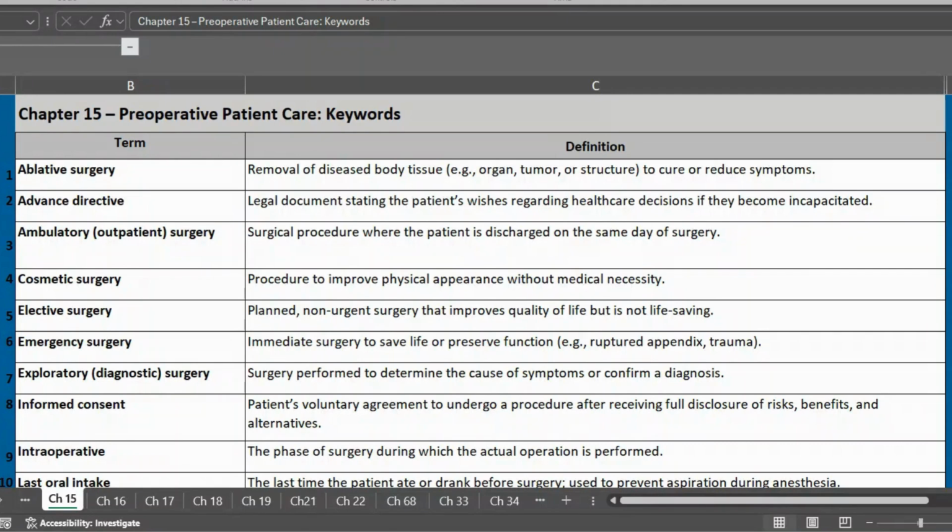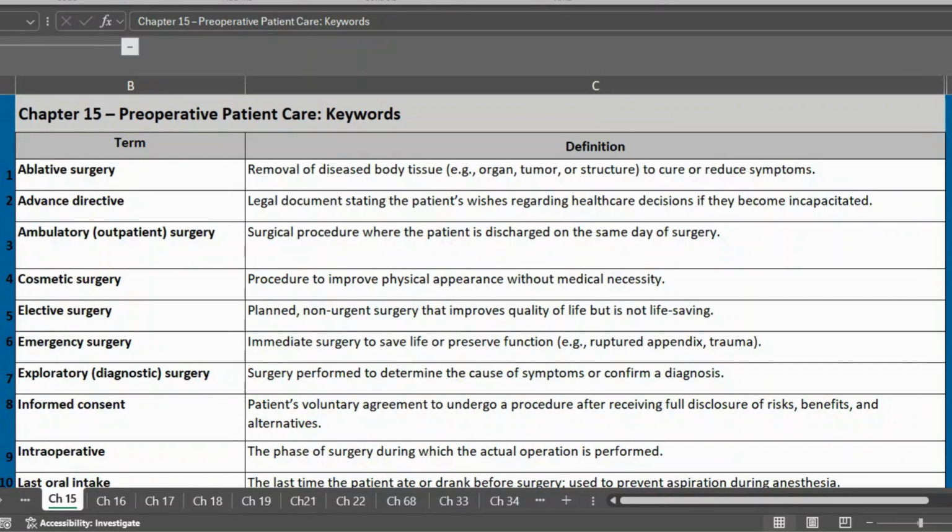Advance directive is the legal document stating the patient's wishes regarding healthcare decisions if they become incapacitated. So it's a legal statement of a patient's treatment preferences. Includes living wills or durable power of attorney for healthcare.